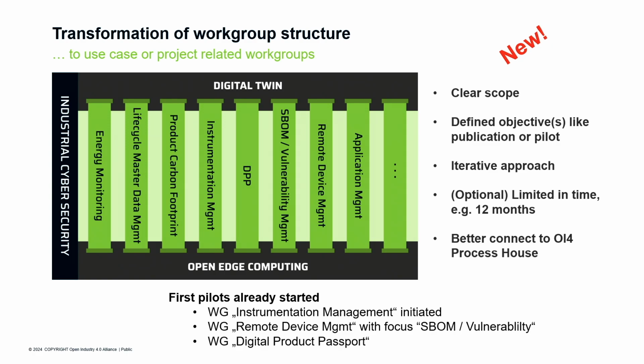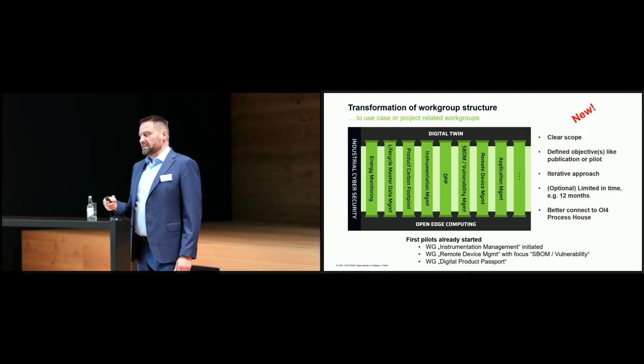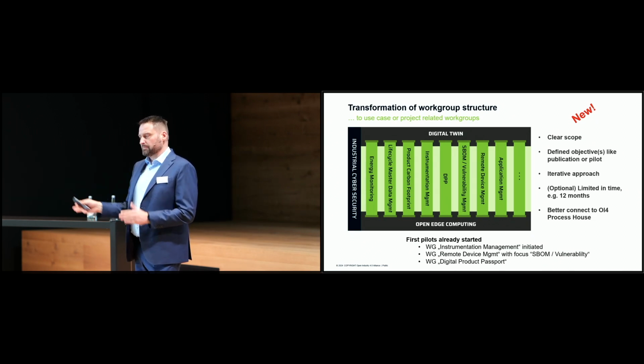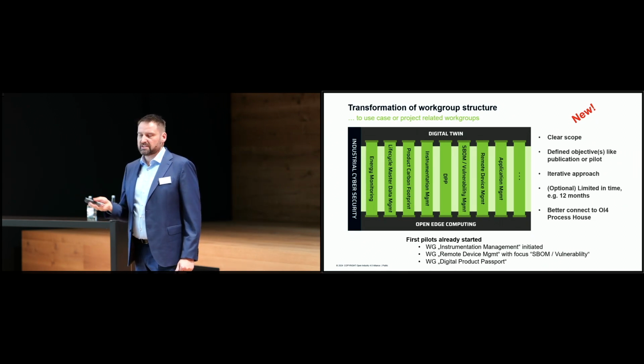So we start with some requirements gathering, some discussion with people from product management, whoever. So this is more industry-focused work. But then there will be a transition to more technical-oriented work. And the idea behind this is to have a clear scope on these work groups. We have defined objectives; of course, we have to define them in the work group. It could be a publication, a pilot, or a demonstrator for a fair. More of an iterative approach, smaller steps, having a result and then doing the next step. We can do projects limited in time.